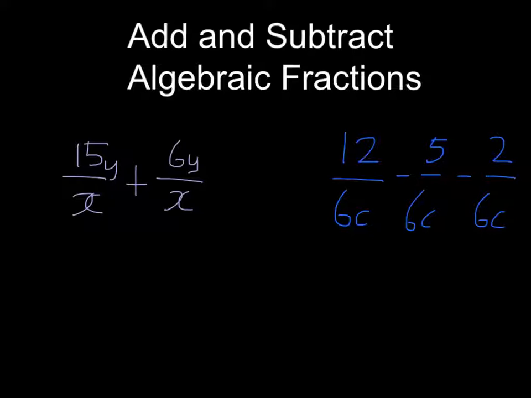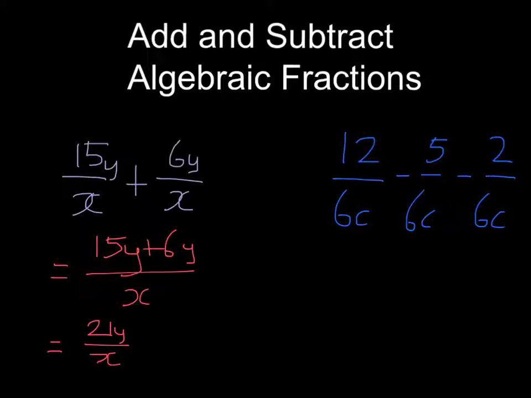If the denominator is the same, we are able to add them together. So simply this can become 15y. We're just going to add the numerators together and put them over the denominator, same as you would with a regular fraction. So 15y plus 6y is equal to 21y over x.